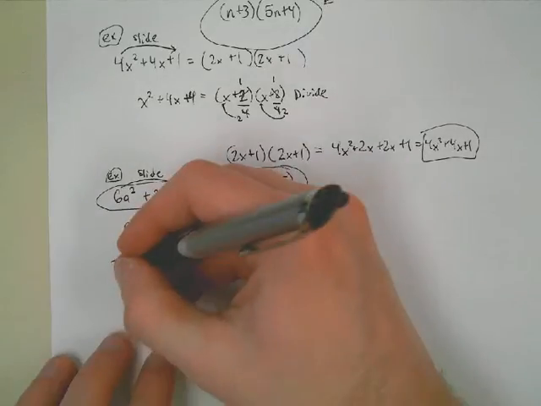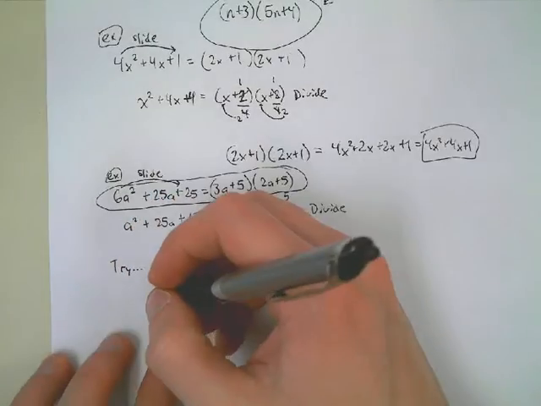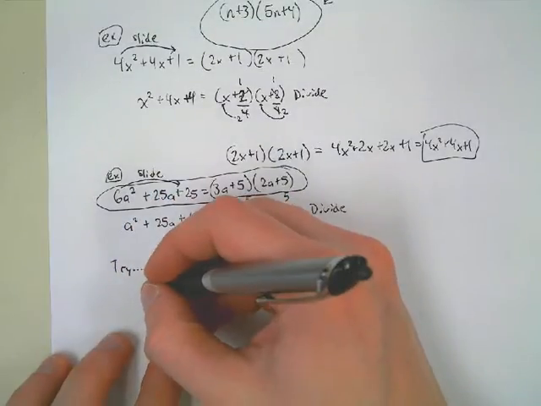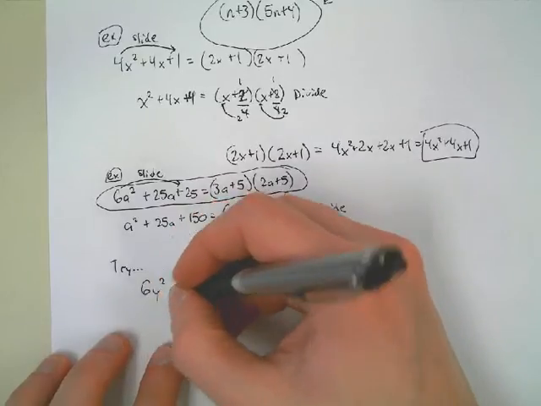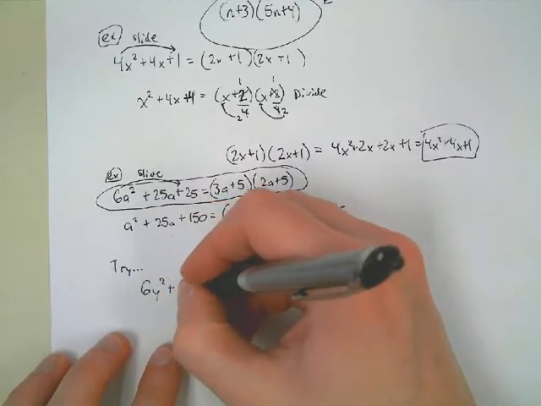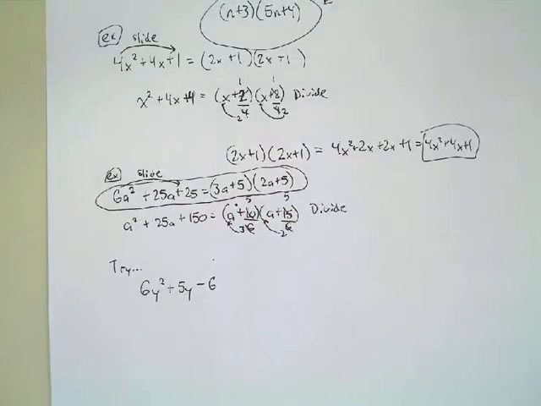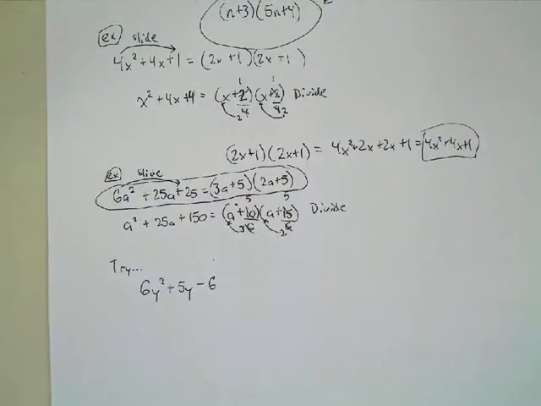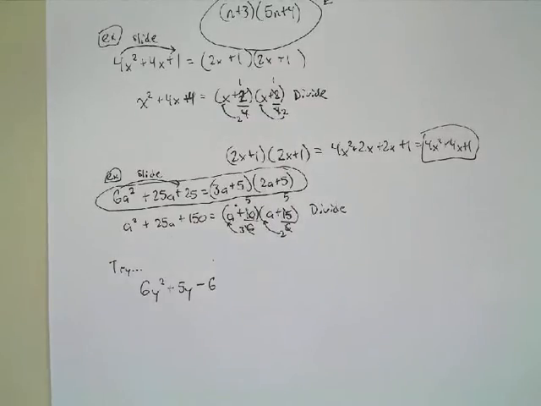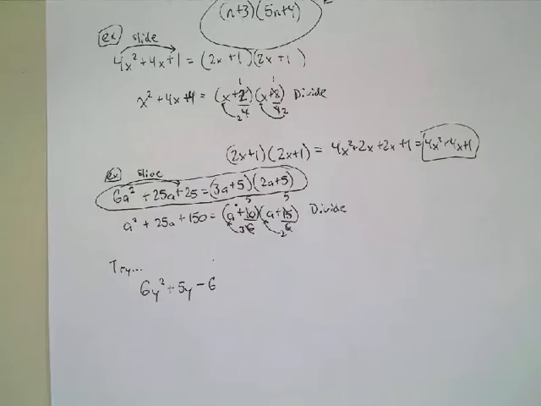So here, you guys try one. You can do it whichever way you desire. Try 6y squared plus 5y minus 6. 6y squared minus 5y plus 6. Oh, sorry, 6y squared plus 5y minus 6. Got my signs mixed up there.